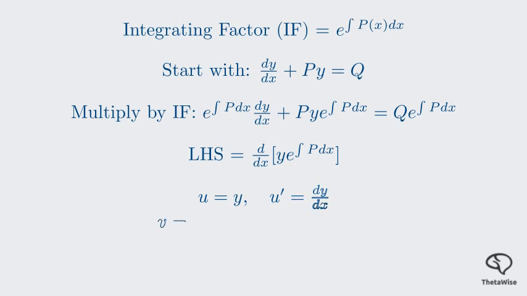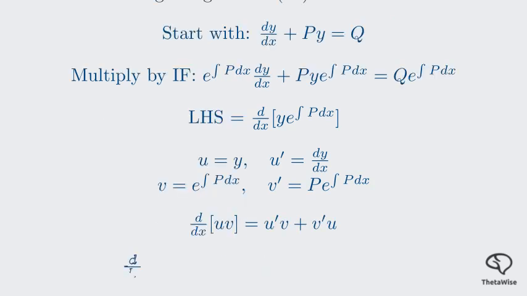What is v'? The derivative of e to the integral of P dx is e to the integral of P dx times the derivative of the exponent. The derivative of the integral of P is just P. So v' is P times e to the integral of P dx. Plugging these back into the product rule, u'v plus v'u, we get dy/dx times e to the integral of P dx plus P times e to the integral of P dx times y. This is exactly the left-hand side of our multiplied equation. The integrating factor method works because it's designed to reverse the product rule.